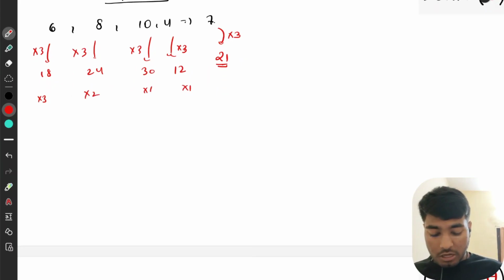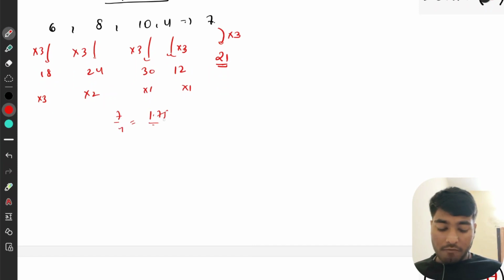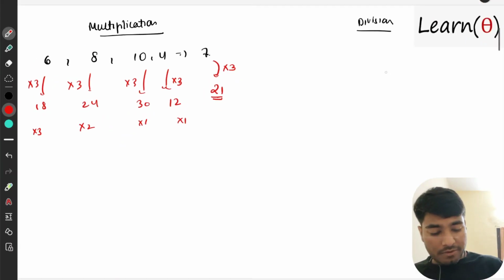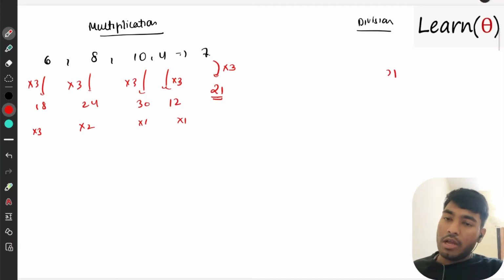Find the average of this. So the average of all of this will be 7 by 4, that is, just find the value. I think this will be 1.75. So 7 into 1.75, this will give you the new value. Okay, and in the division also, I hope you got it. So this is how you can find the actual number.